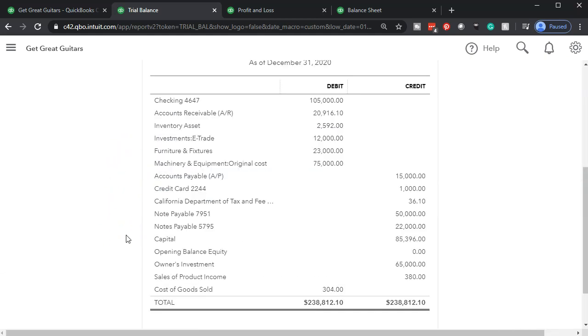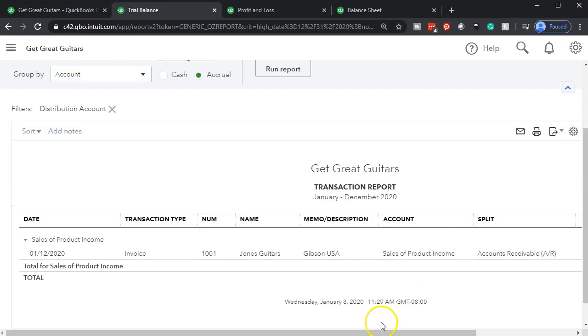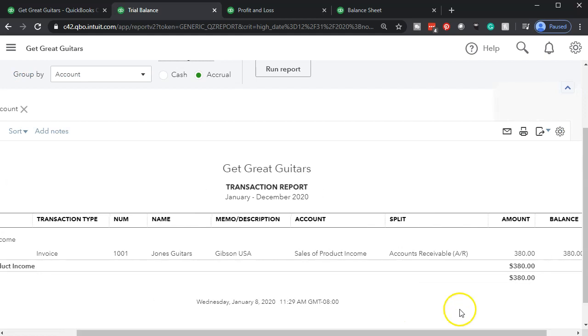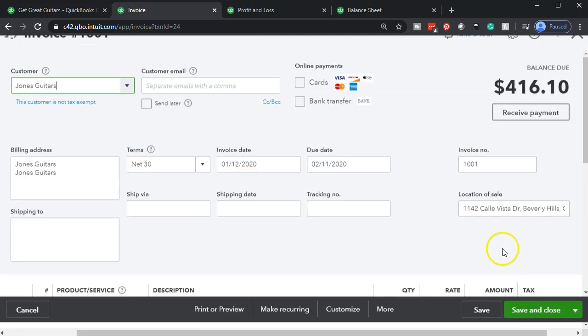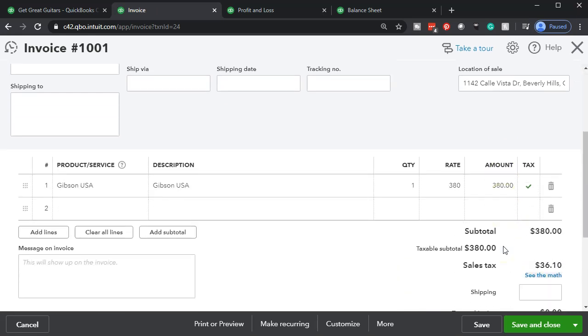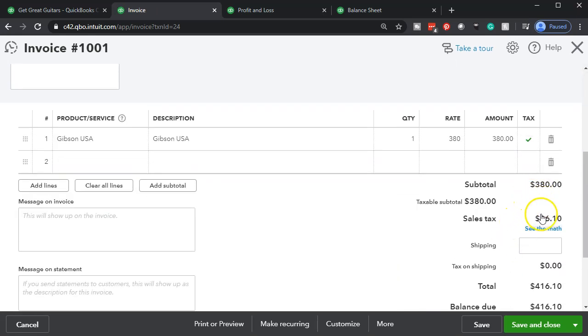Then the other side of that goes to sales, which is nice. It's down here. We don't have to jump to another report like the income statement to do it. We just go right down here. There's the sales of the product, 380. Let's take a look at that. Notice it's only 380 with the same invoice, while the whole amount was 416. So this is only the amount we sold for, and doesn't include the sales tax.